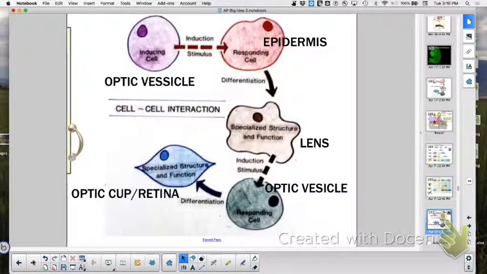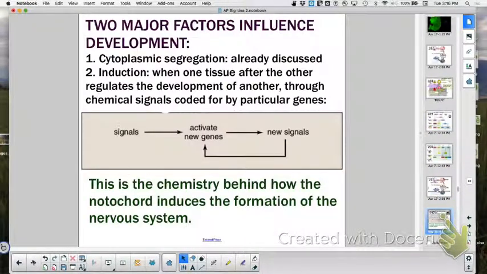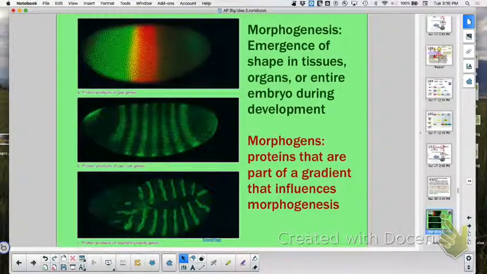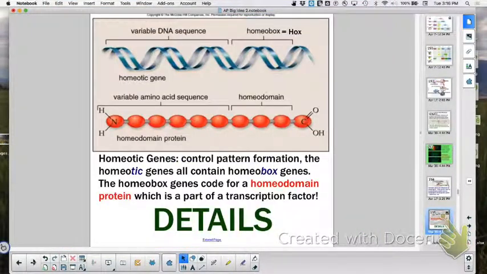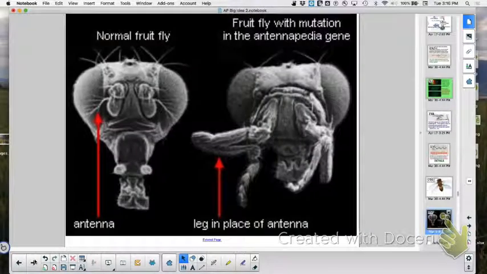We've already talked about that. Induction, we talked about how we activate genes with transcription factors and morphogens. We did homeotic genes. Uh-oh, bad fly. Look at that, antenna coming out his eye.